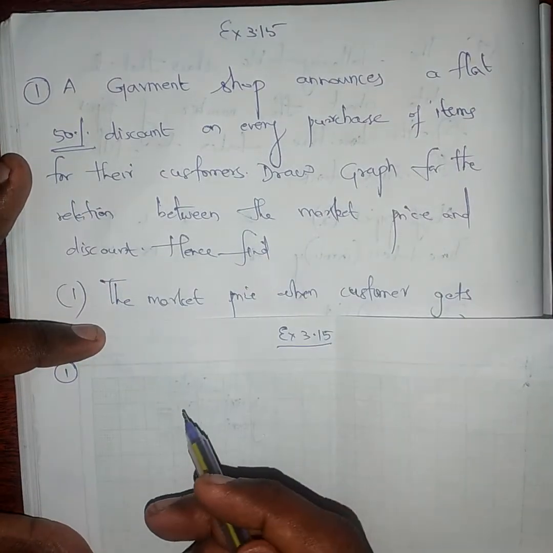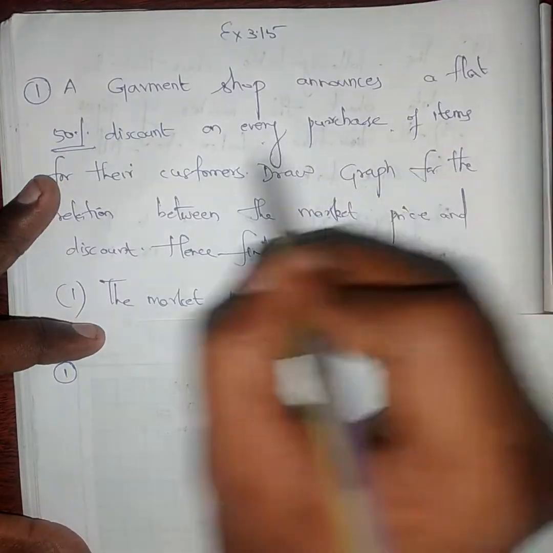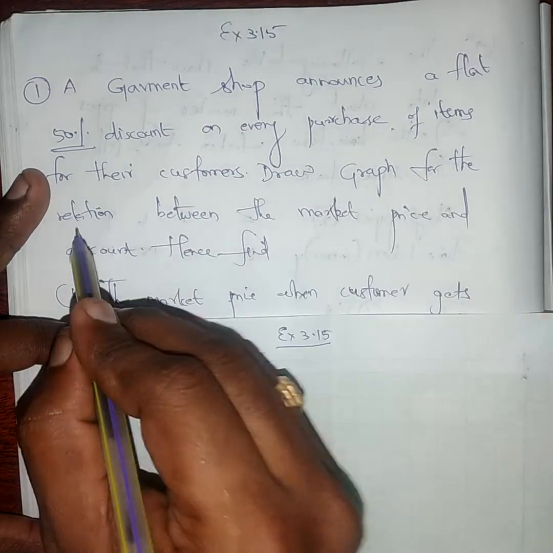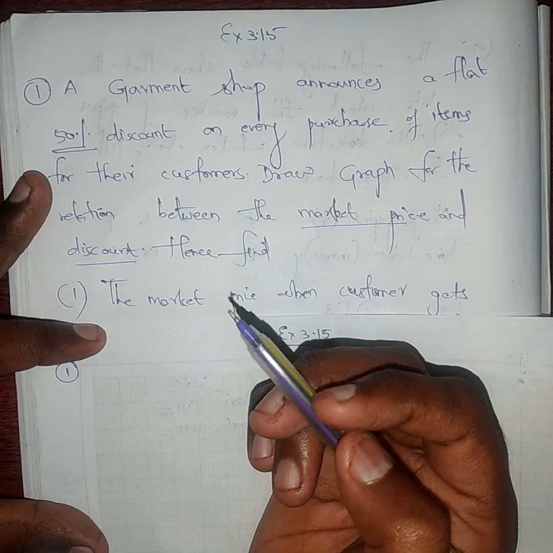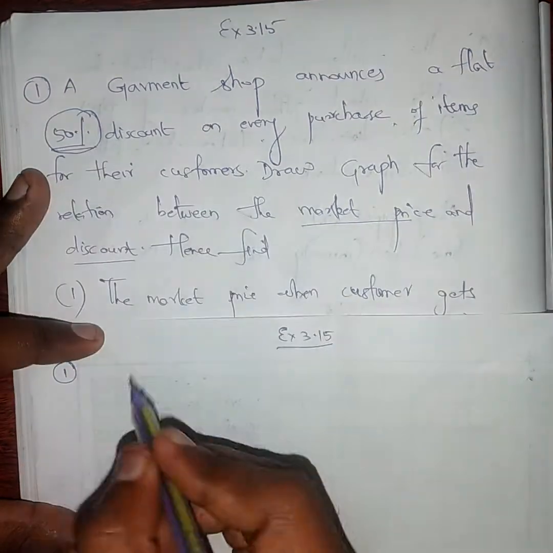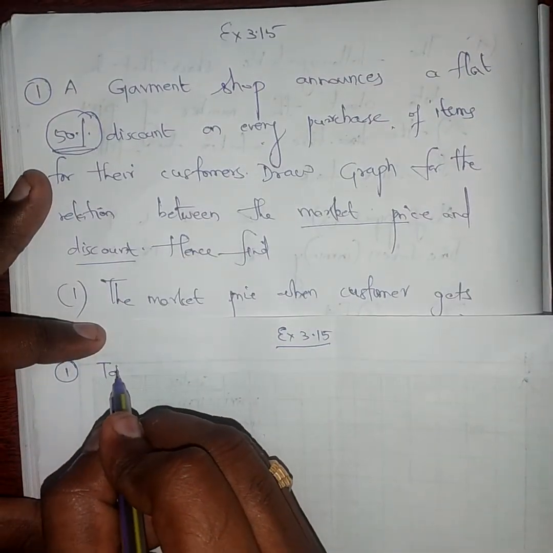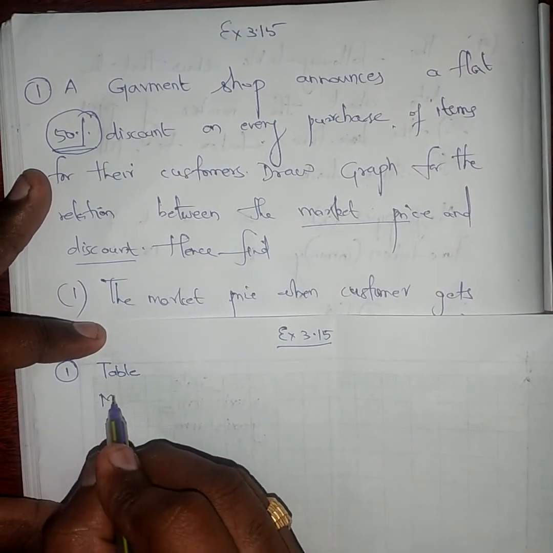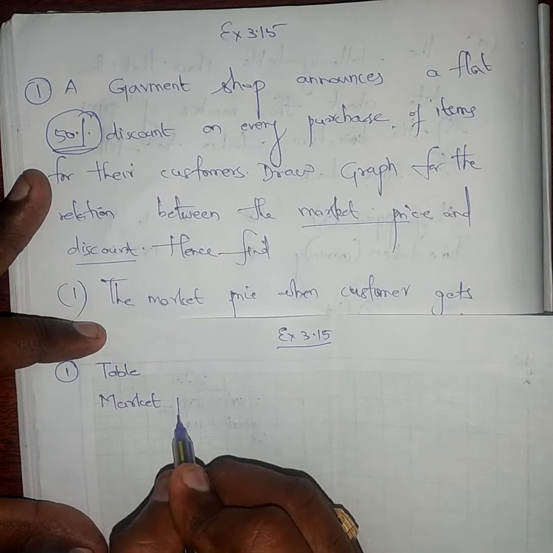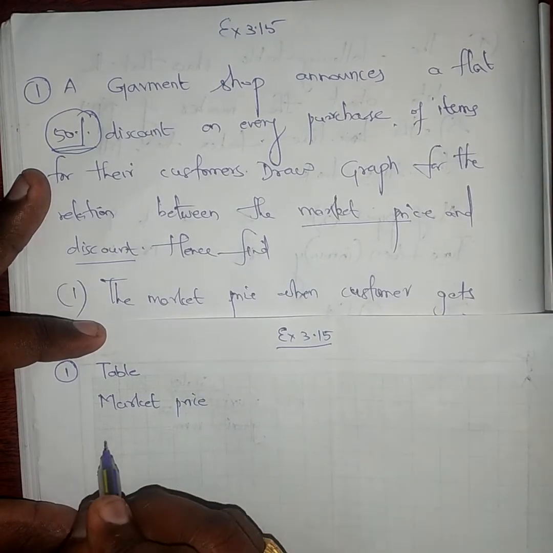First sum: a garment shop announces a flat 50% discount on every purchase of items for the customers. Draw a graph for the relation between the market price and discount. For all the items, they give 50% discount. So first we need to make the table, with market price and discount.